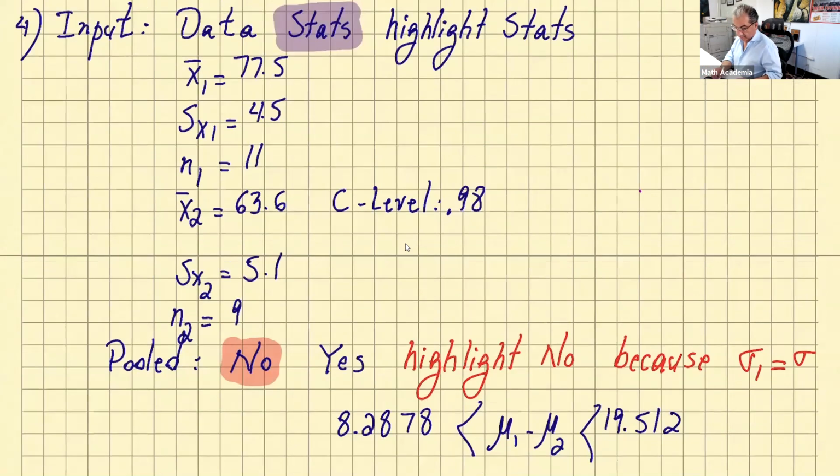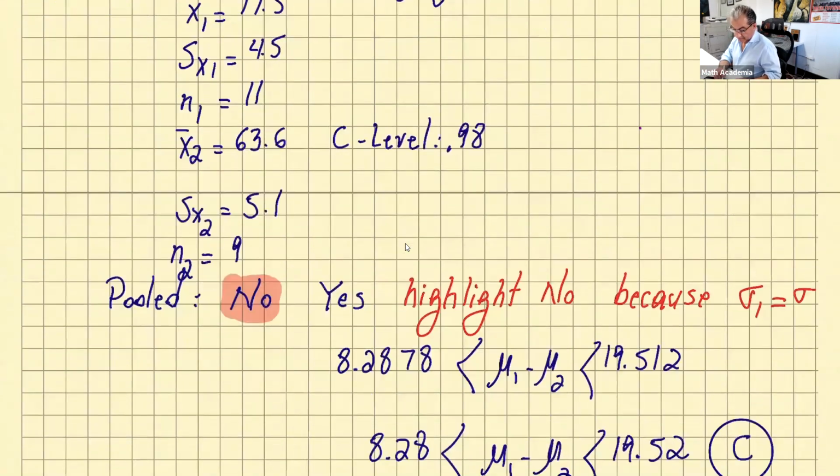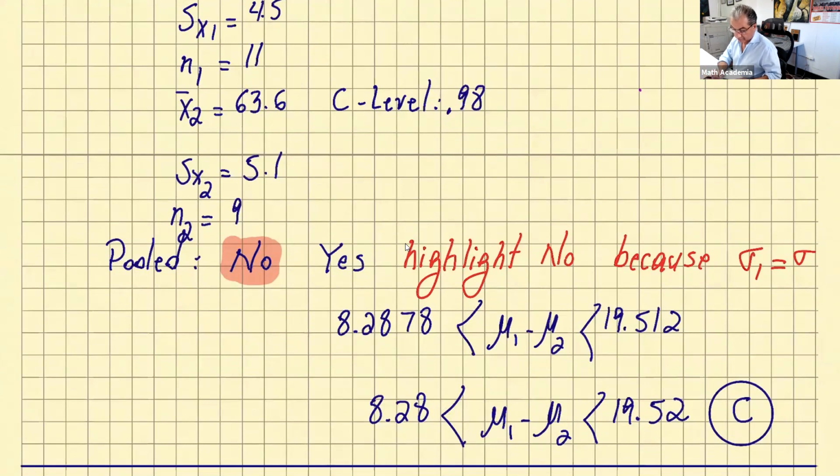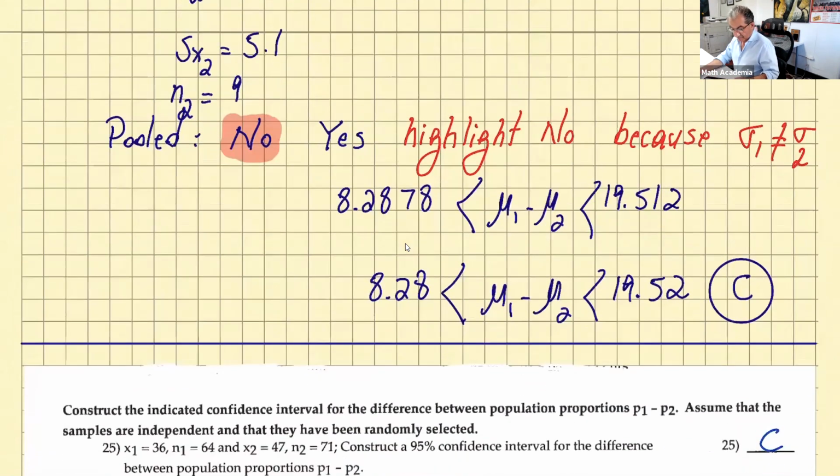So one more time, you just follow the same thing. And you say no to pooled because you know sigma 1 is not equal to sigma 2, and if you do that you get this, which is a very close number to D, to C, so C is the answer for this one.